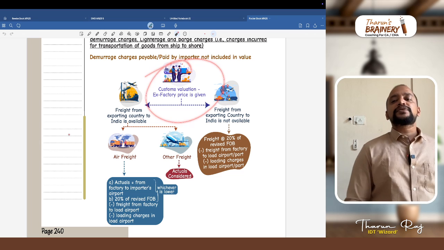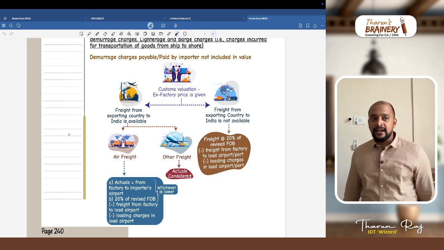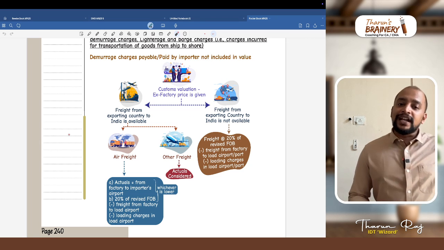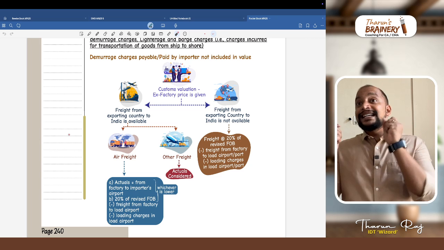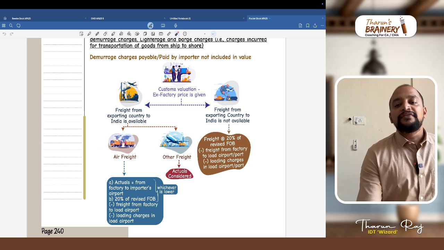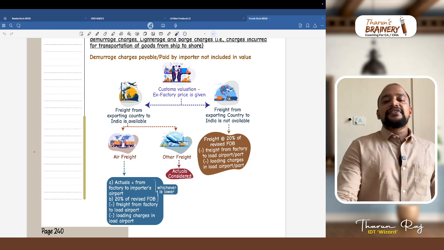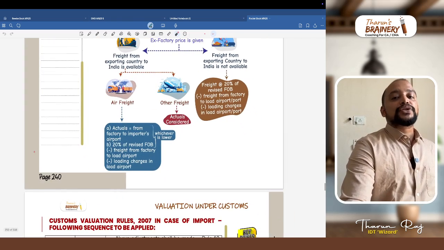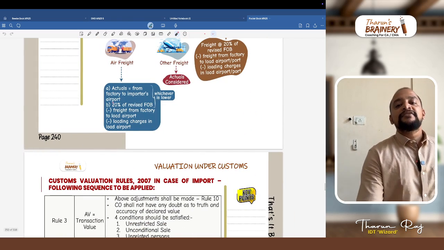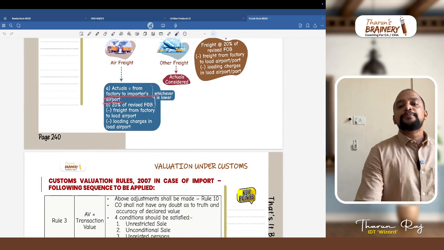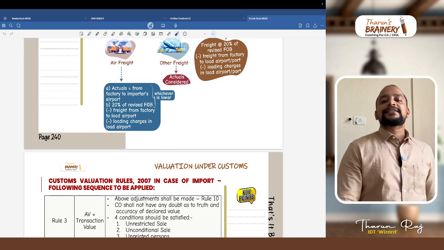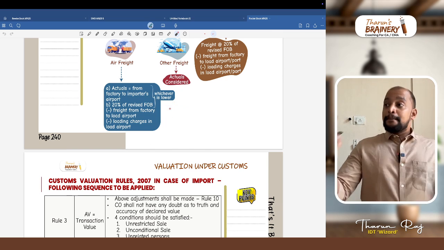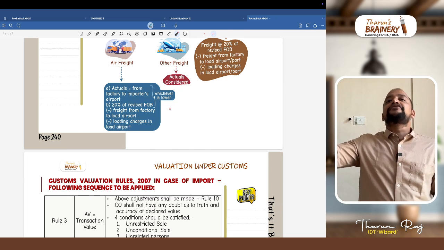Then next, customs valuation when ex-factory price is given. So freight from exporting country to India is available. When it is available, we will take air freight. Air freight, we will take actual, but while taking actual, we need to take from which place to which place? From the factory to the importer's airport, or 20% of the FOB, whichever is lower, minus which is already considered in FOB, we should take out.